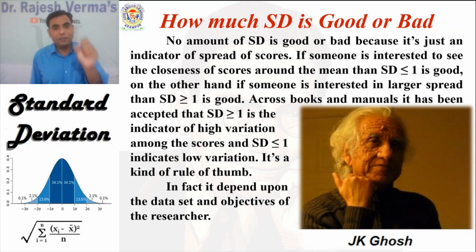Suppose some researcher is interested in seeing the closeness of the scores around the mean, in that case the SD should be less than or equal to 1. Getting my point? If you are interested in seeing the closeness of your data around the mean, your SD should not go beyond 1. Whereas if someone is interested in seeing a larger spread, meaning the data has to have high variability, in that case my SD should be greater than or equal to 1.